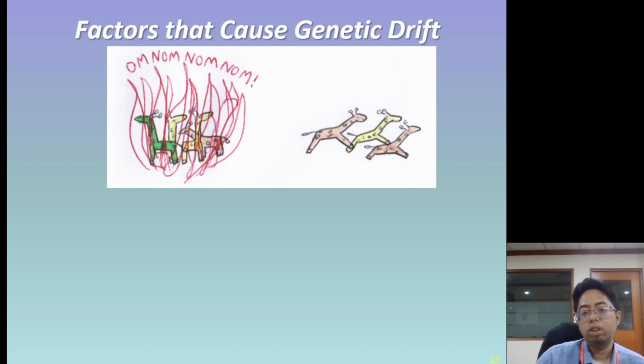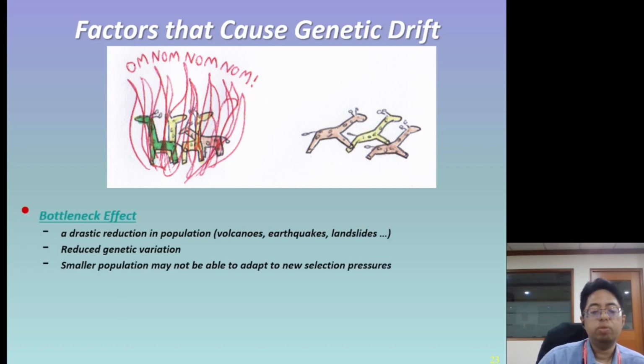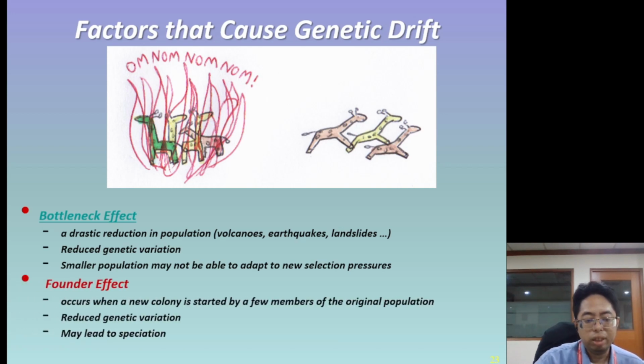So, factors that cause genetic drift. First of all is the bottleneck effect. The bottleneck effect is a drastic reduction in population, for example, due to a disaster like volcanoes, earthquakes, and landslides. It causes reduced genetic variation, so the population may not be able to adapt to new selection pressures. The founder effect occurs when a new colony is started by a few members of the original population. It leads to reduced genetic variation and may lead to speciation.